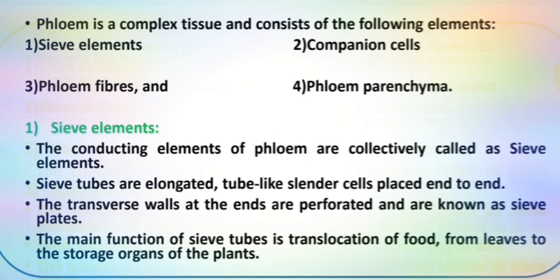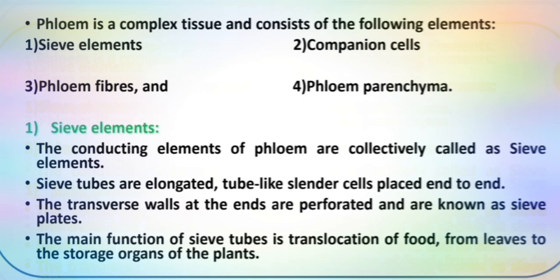Now, what is the main function of the sieve tube? The main function of the sieve tube is translocation of food, that is, movement of food from one place to another, from the leaves to the storage organs of the plant. So leaves prepare food, and it is carried by the phloem, and stored in underground roots, for example tap roots like carrot, radish, and beetroot. Likewise, they are stored in the underground stems, for example tuber, that is potato, corm, for example colocasia, bulb, for example onion, and rhizome, for example ginger.